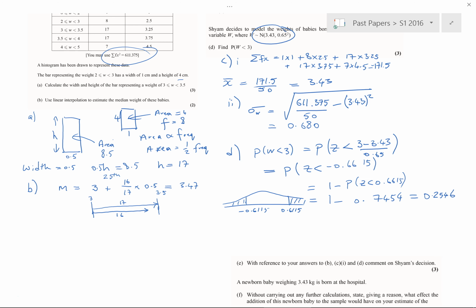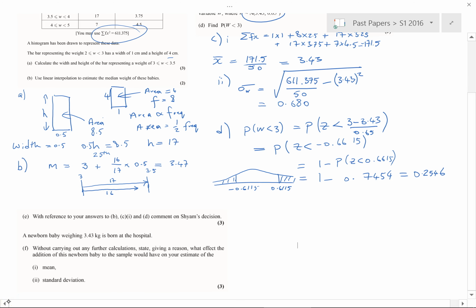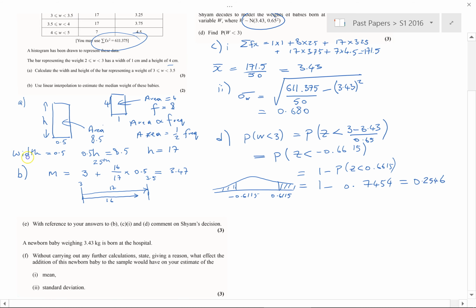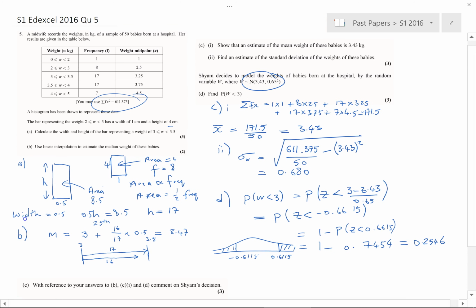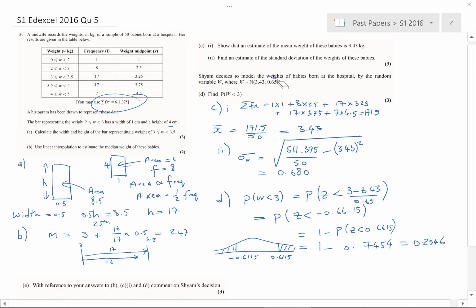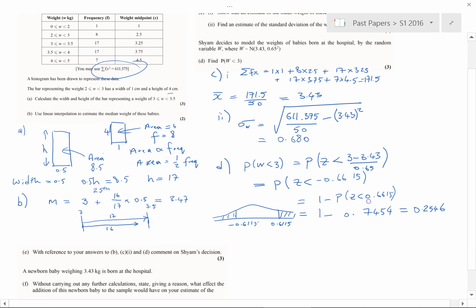Okay, so part E and F, let's just bring that up. Now part C is one of those things where so long as you justify your answer, you can get the marks here, whether Siam's decision is a good one or not. First of all, I would say the mean is very close to the median.